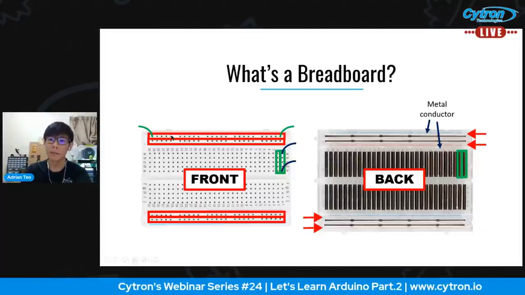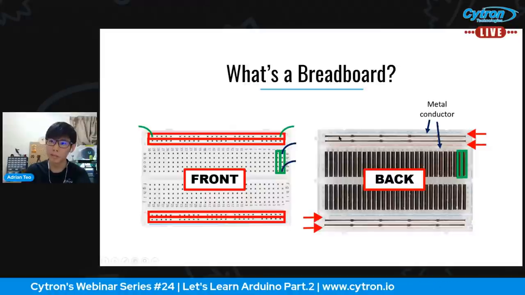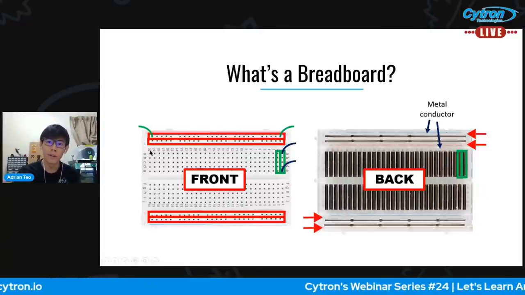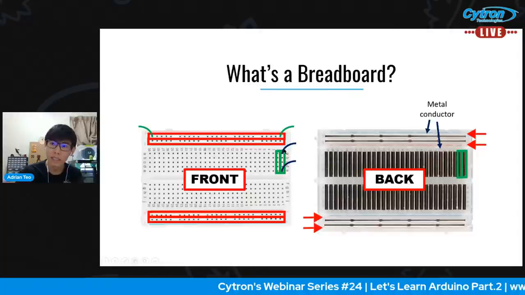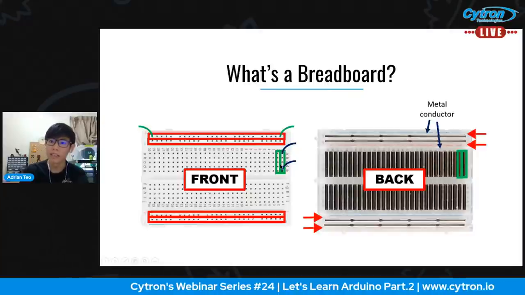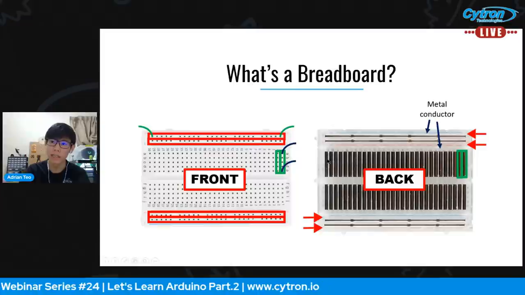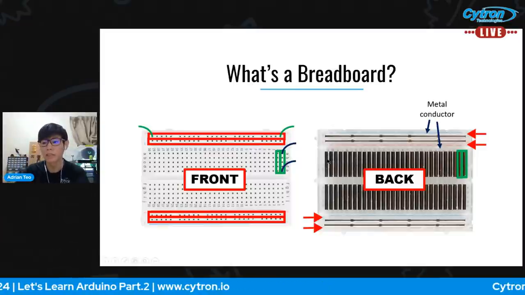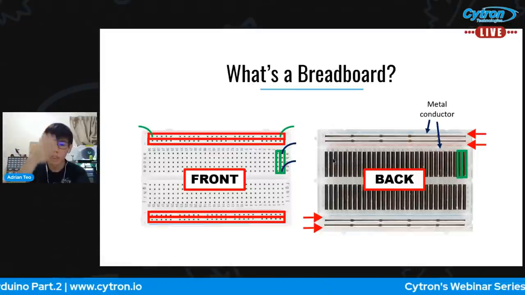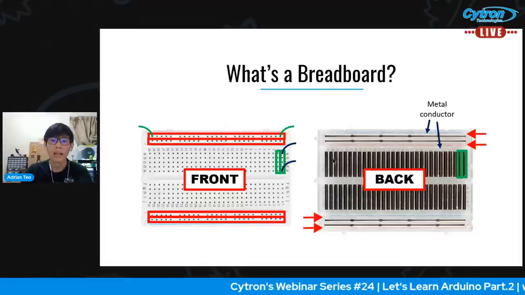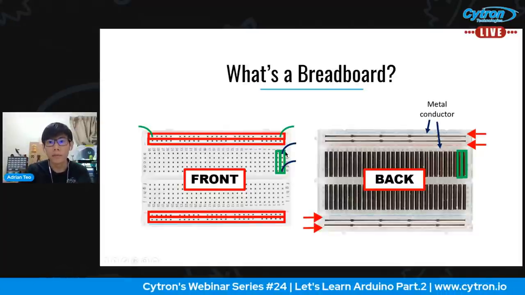So wire one and wire two over here, they're in the same line because the metal plates in there, the metal conductor, are a long straight conductor, so they are connected. And for the center part over here, you see the wires here, they are connected in a vertical line because the metal plates in there are vertical. So they have to connect in the same line. Clear?